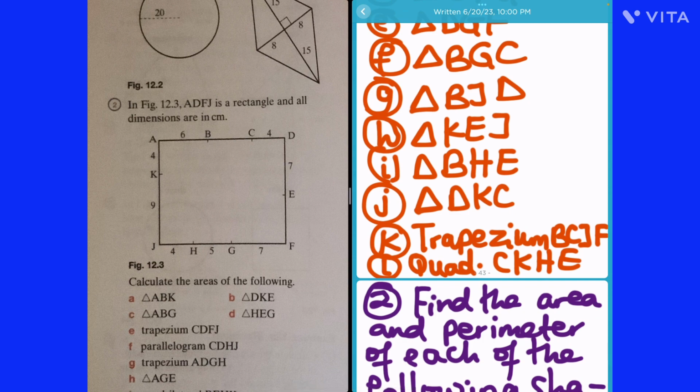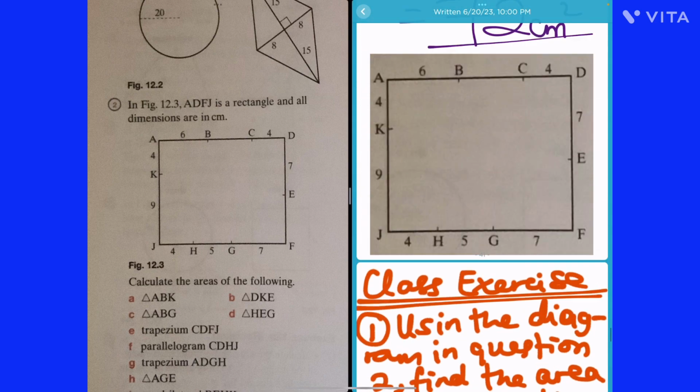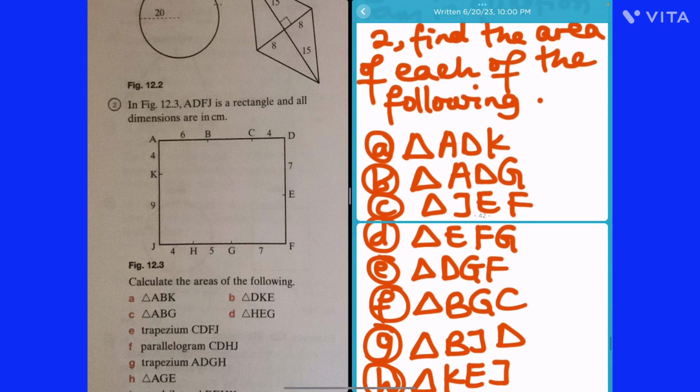Question H. I need the area of triangle KEJ. Let's go ahead and trace KEJ. Area of triangle KEJ. This is KEJ. So that's half times 9 times 13. I think that's the same as one of the questions I read before.